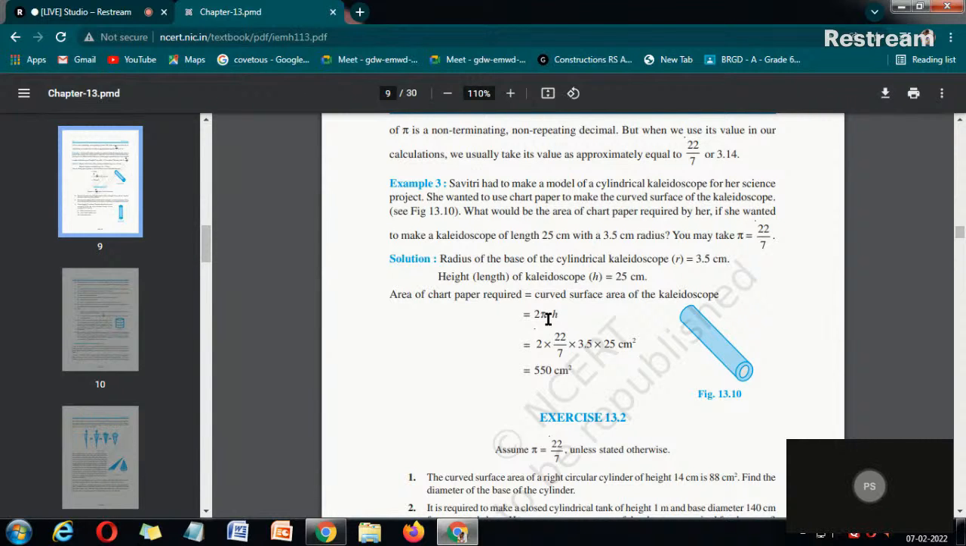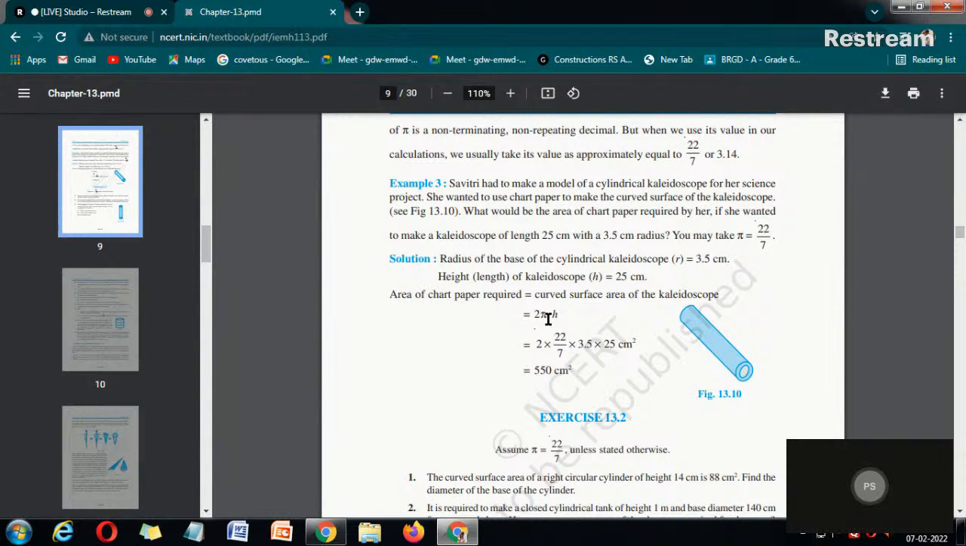Okay. So the diameter they are asking, that means radius into 2. So we know the curved surface area is equal to 2 pi r h. 2 into 22 by 7 into r, here we don't know, into h is 14, equals 88. So 88 into r equals 88. That means radius here is 1 centimeter. So then the diameter will be radius into 2, that is 2. So diameter equals 2 centimeter. Okay, this is the first question answer.